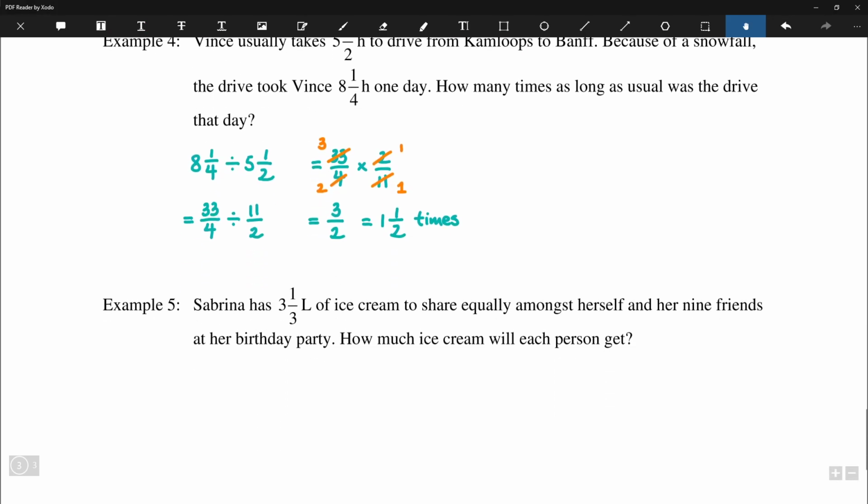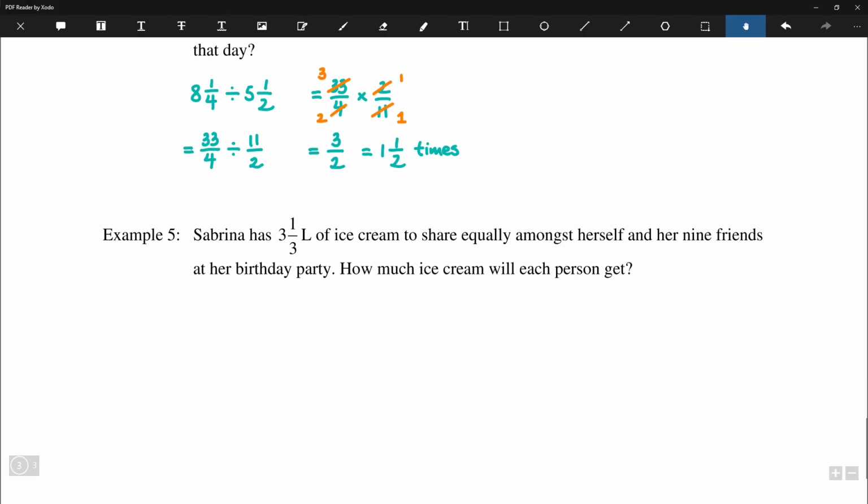Okay. Finally, we have example 5. Sabrina has 3 1/3 liters of ice cream to share equally amongst herself and her 9 friends. How much ice cream will each person get? Okay, so there are 10 people in total. So we have 3 1/3 divided by 10.